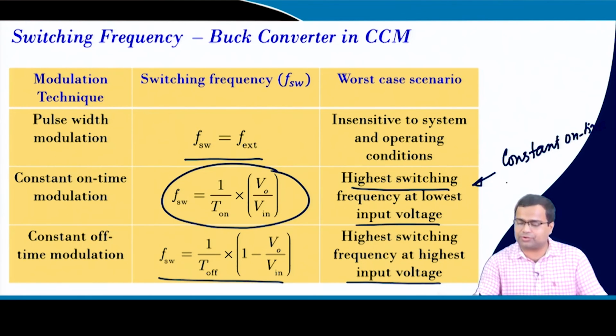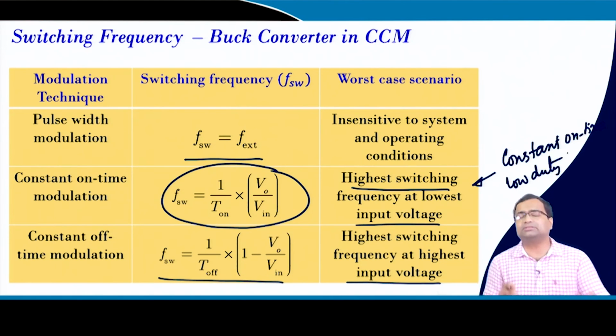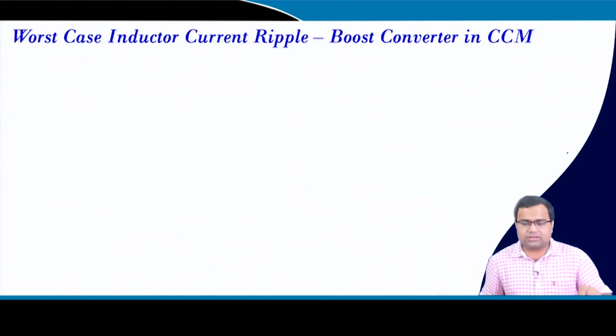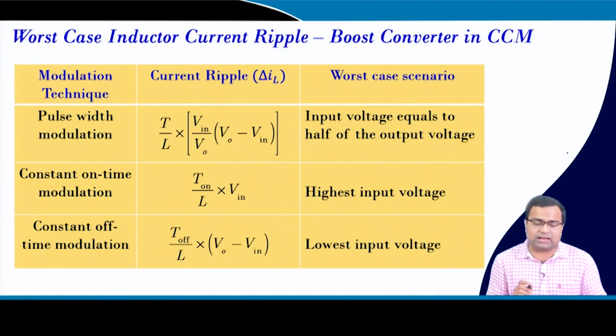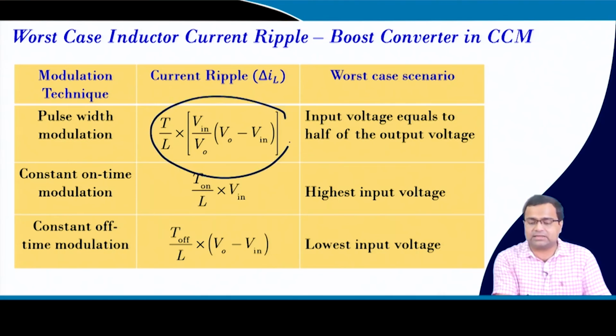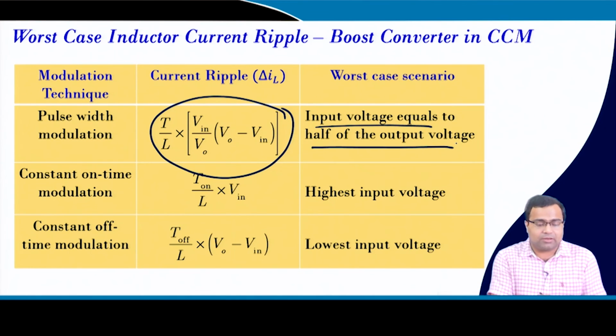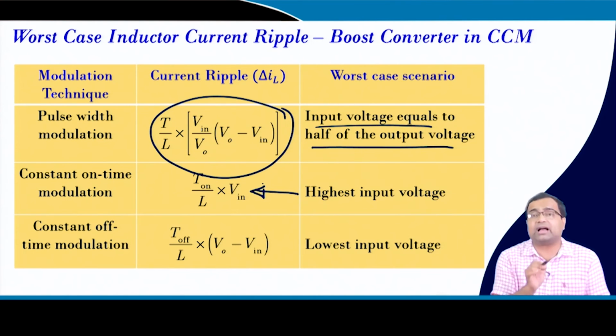So, for low duty ratio operation, for VRM, because your on time itself is very small, you can just fix it. So, worst case ripple for boost converter, pulse width modulation, the current ripple of the boost converter is this, and this is worst when the input voltage is equal to half of the output voltage, that means at 0.5 duty ratio. For constant on time modulation, the ripple current is maximum when the input voltage is highest.